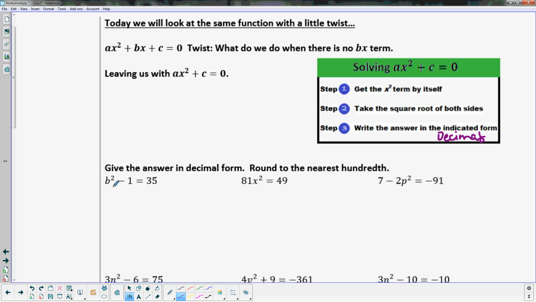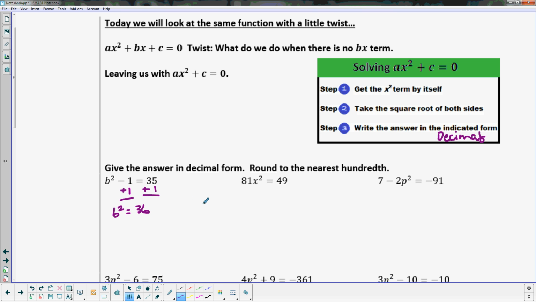On the first one here, I have b squared minus 1 equals 35. Now I want to get this b squared by itself. I almost think about treating that like an x, and I just want to solve for x, and then I'll deal with the squared part afterwards. So I do want to add 1 to both sides, just like before. And I'll have b squared equals 35 plus 1 is 36.